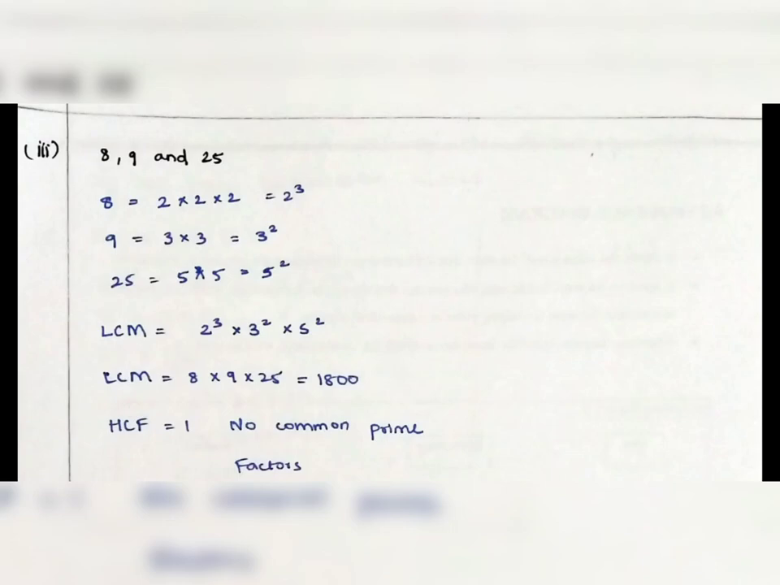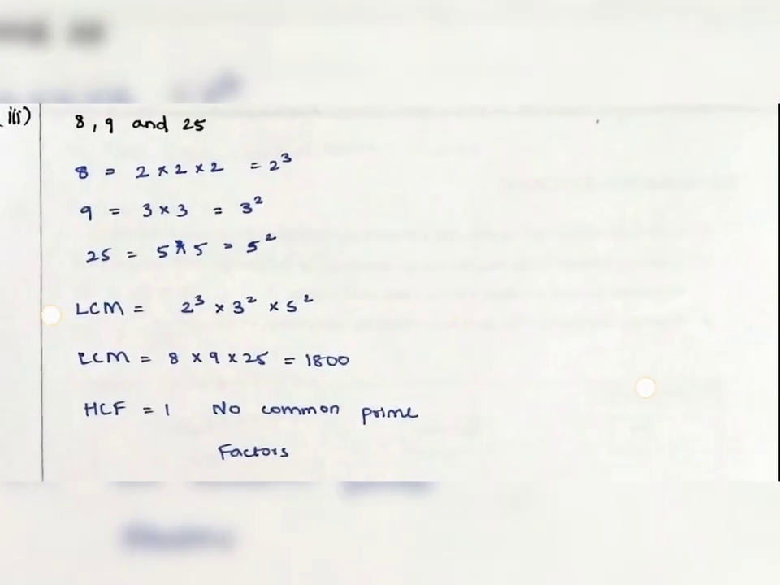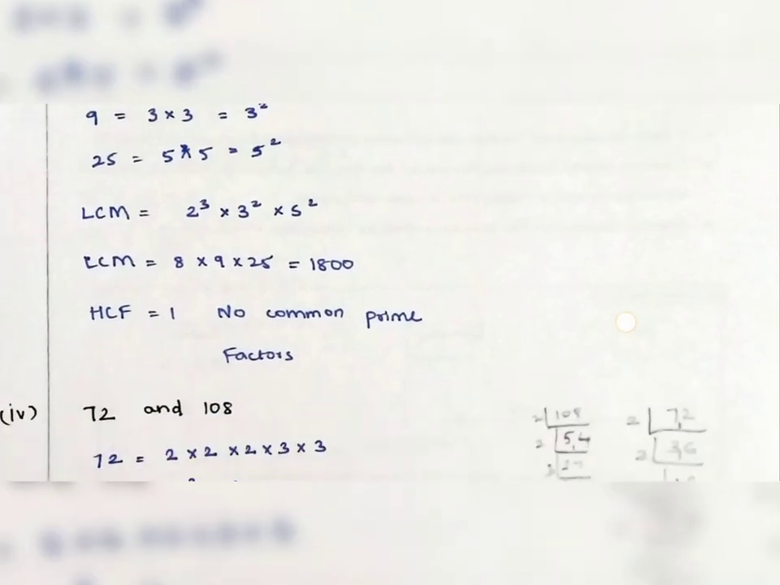And here if we take HCF, it will be 1, because there are no common multiples, there are no common factors. 2 is different, 3 is different, and 5 is different. So there are no common prime factors out of these 3 numbers, so HCF will be 1.